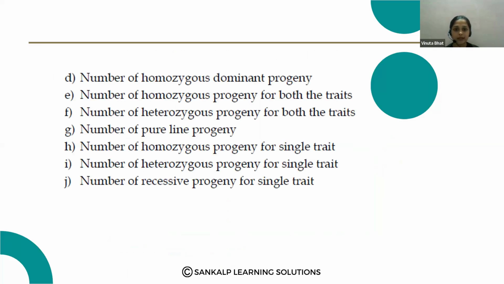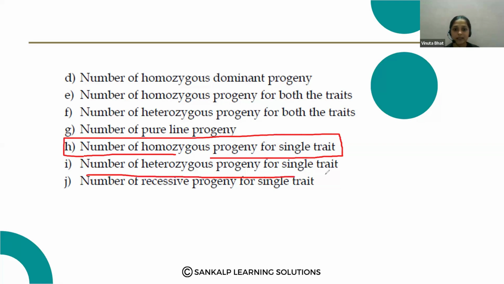Sorry, homozygous, just a minute. Number of homozygous progeny for the single trait. So this one is completed. Number of heterozygous progeny for the single trait.